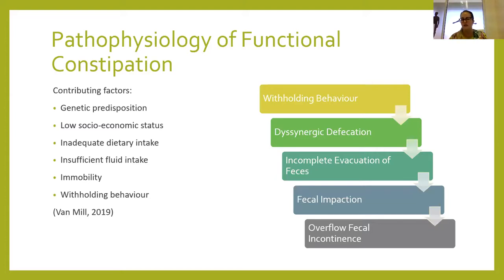So contributing factors, we spoke about the genetic predisposition, a low socioeconomic status, obviously access to things needed for going to the toilets, their dietary and fluid intake have a huge impact on it. And also if they're immobile, so if you have a child with special needs or a person that is wheelchair bound, or if the child's too young and you're potty training them, they are immobile, and if they have that withholding behavior.